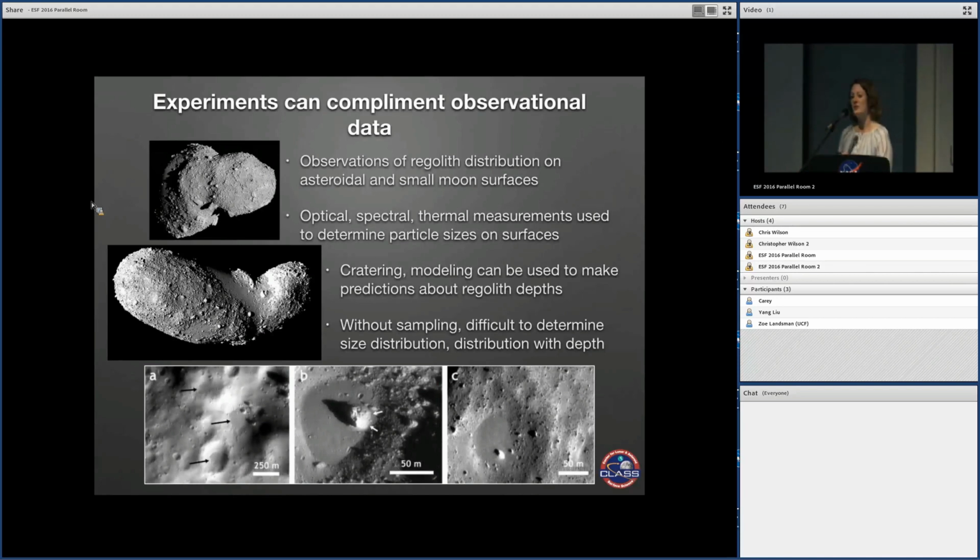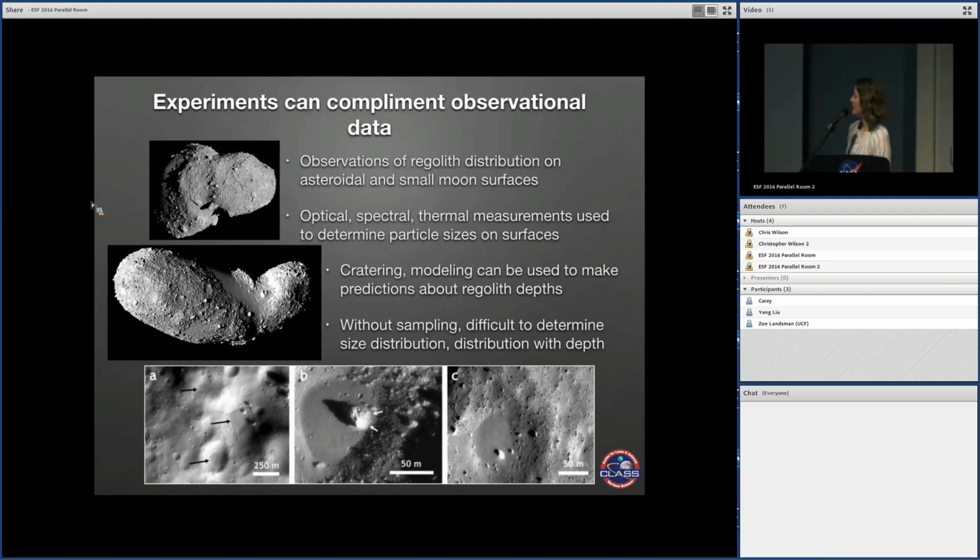And so we can take observations, either with orbital measurements, things from here on Earth, and we can see what the surface properties are of these asteroids. But we haven't really, on very many surfaces, actually gone down to the surface to see what the regolith is like, how it's actually distributed on the surface. We have to infer all of these measurements from other observations.